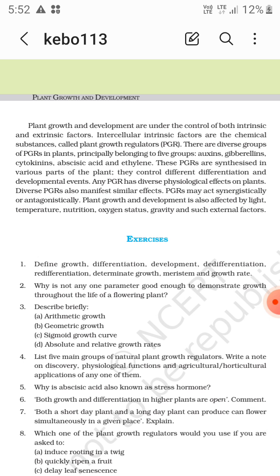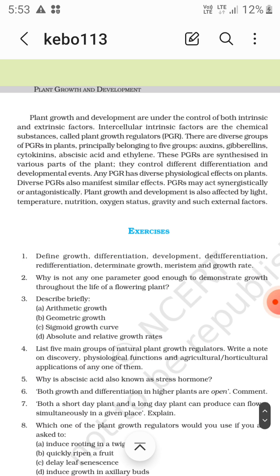Any PGR has diverse physiological effects on plants. Diverse PGRs also manifest similar effects. PGRs may act synergistically or antagonistically. Synergistically means the same effect, and antagonistically means they show the opposite effect.